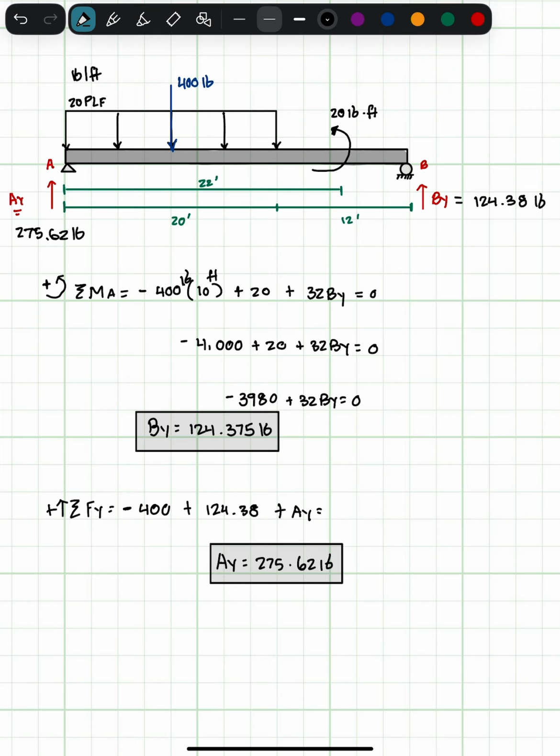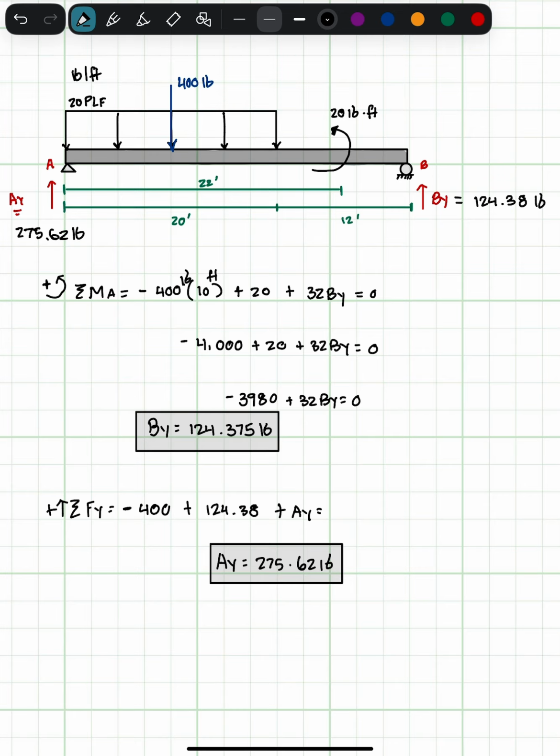Notice how when you have a concentrated moment here and it's uplifting this part of the beam, it puts more force and more stress on the left part, which is why AY has a higher shear force, right, 275, where BY has 124. That's because this pound foot, even though it's very small, still somewhat uplifts this beam. It's helping pull it this way. That's why this moment is trying to pull this beam towards this AY. So that's why it balances out that way.